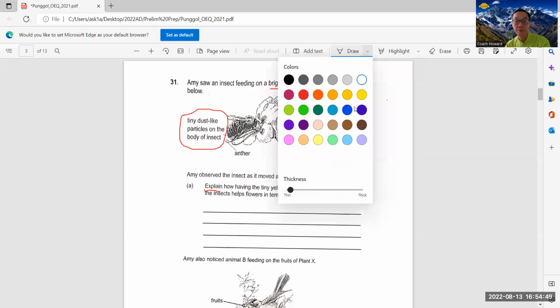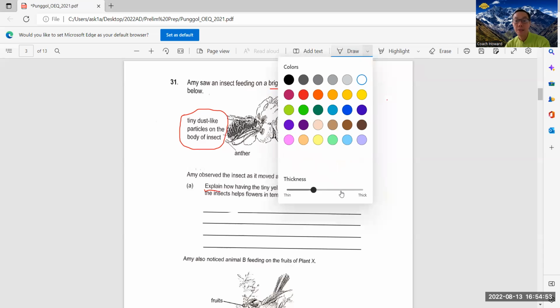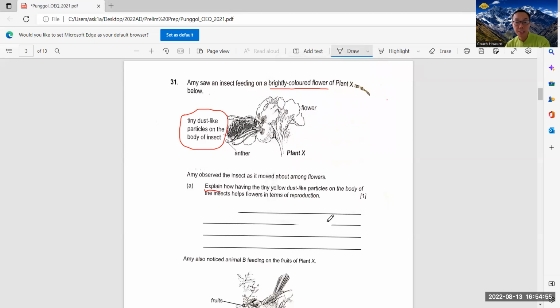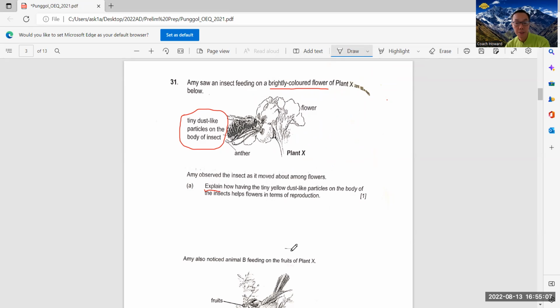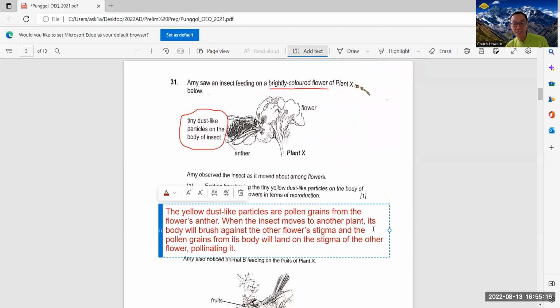Okay, let me try something. If I erase this line here and put the answer over the text, let me see whether it's better. The lines here were drawn actually to help you to print out the paper and to write your answer. Okay, I clean out the line. I try to put the text here, see whether it can fit. Yeah, I can show. Good. Okay, nicer this way.